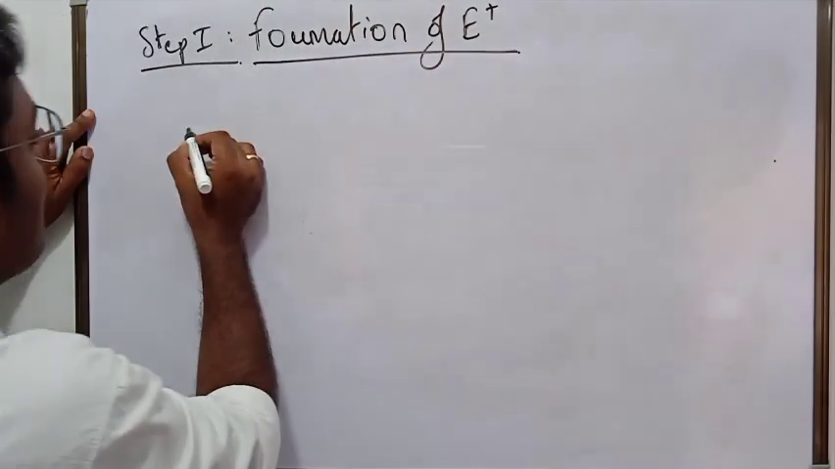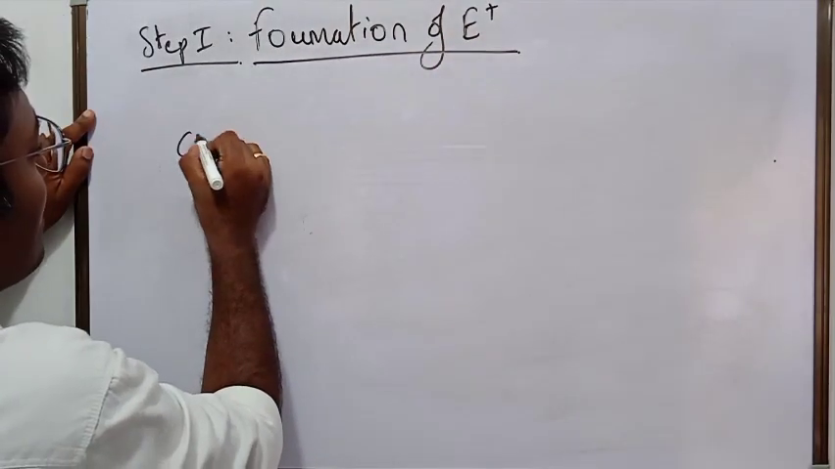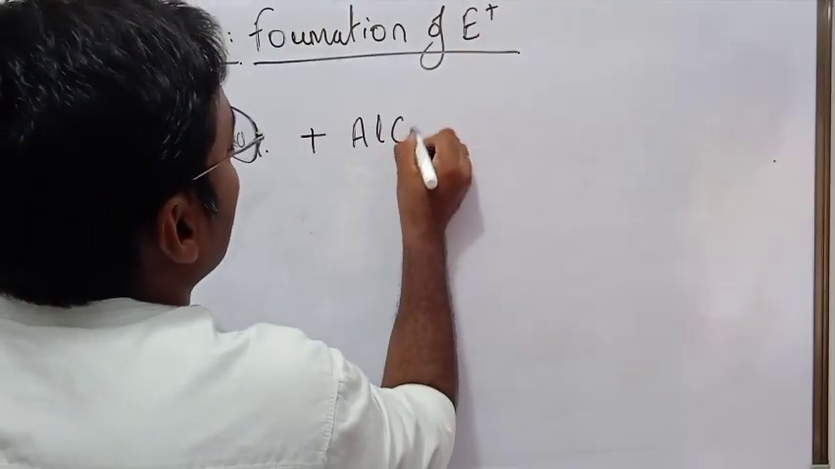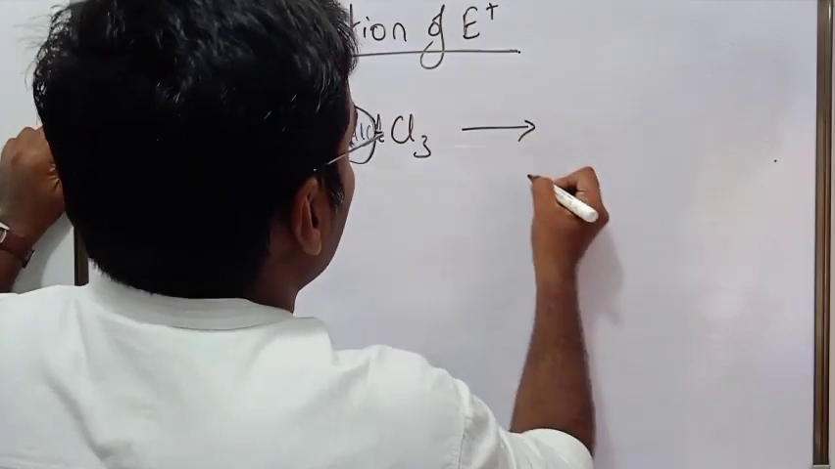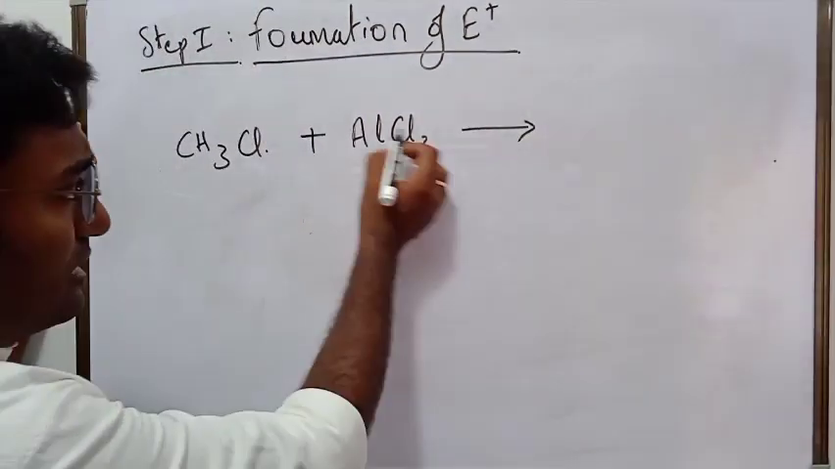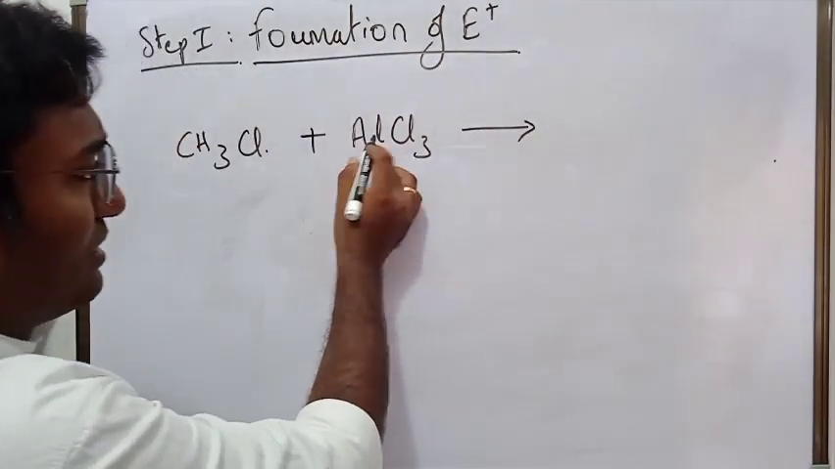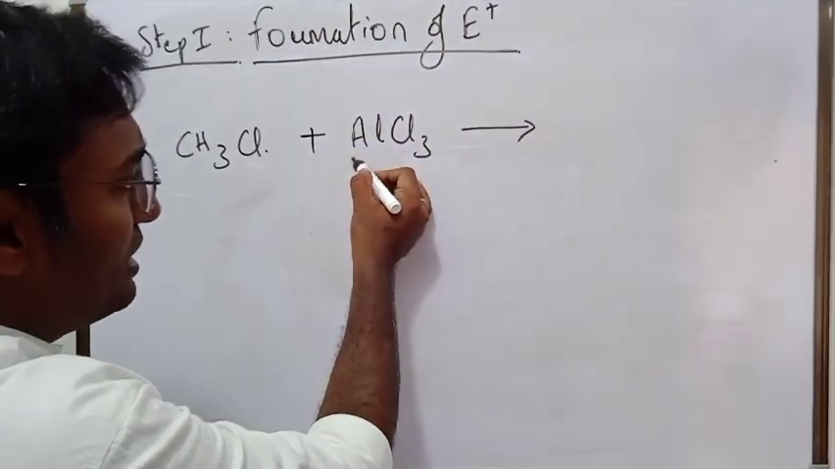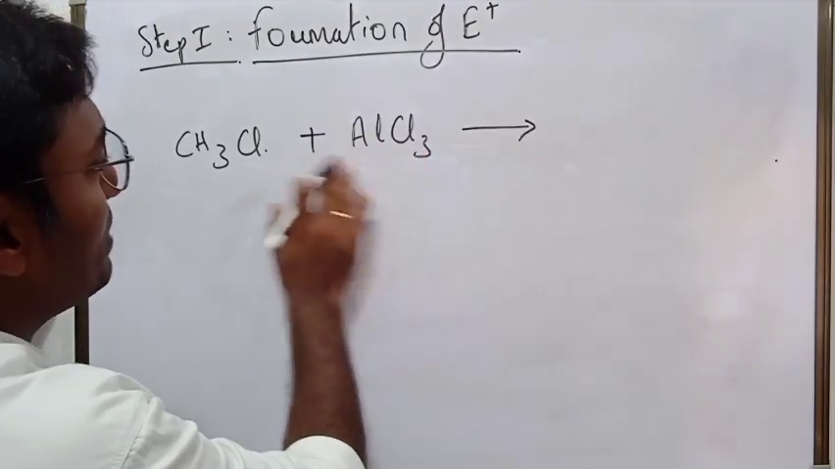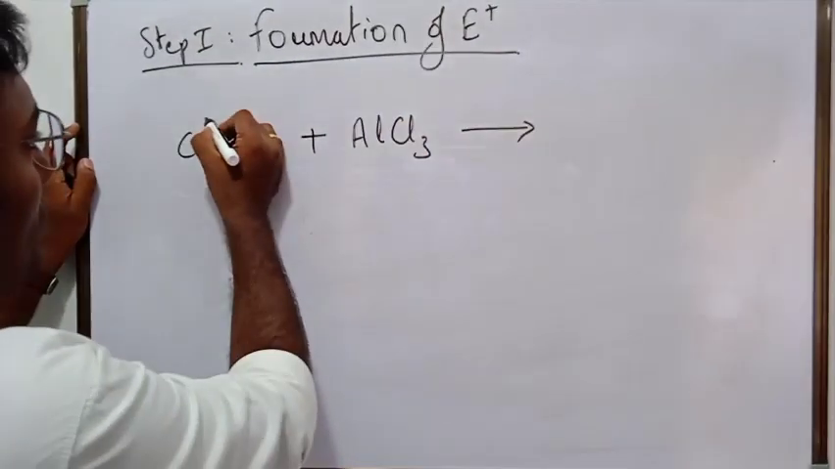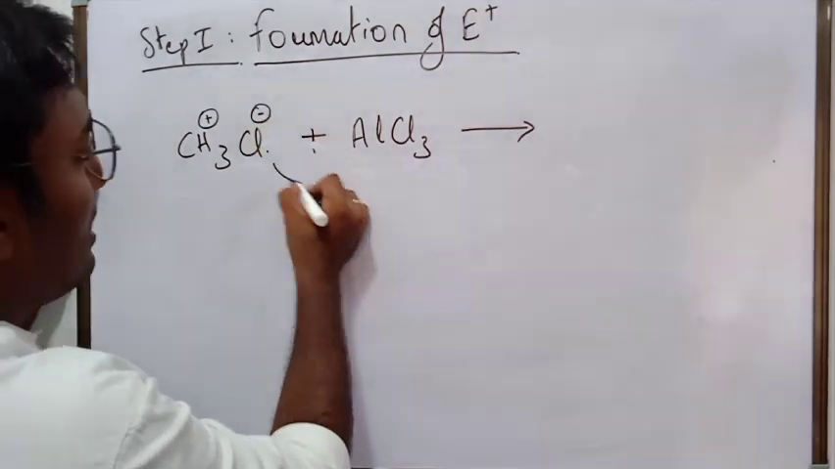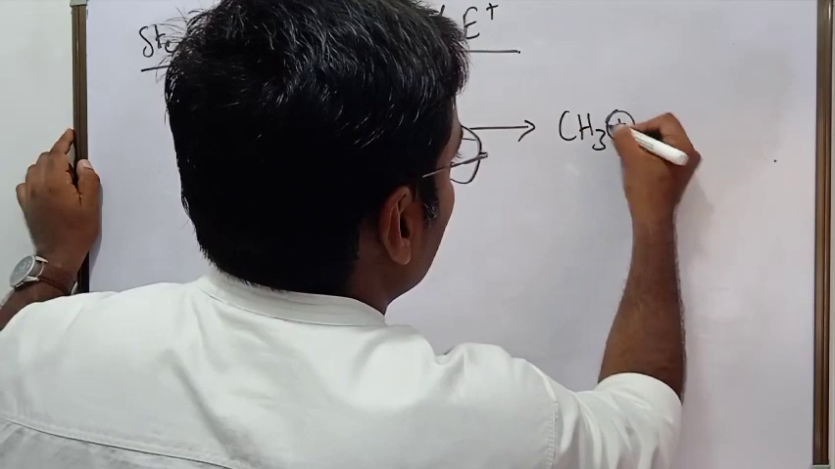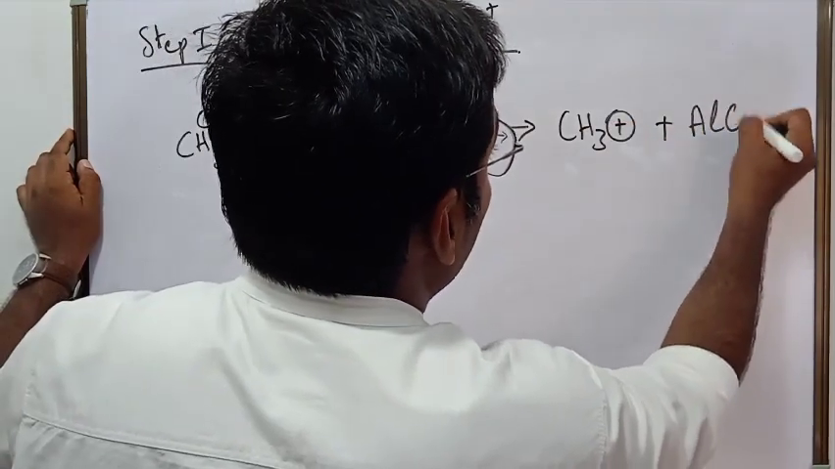Let us see how it is getting generated. It is getting generated from CH3Cl, right? Let it react with Lewis acid catalyst. Now, in Lewis acid catalyst, the Al has a distinguishing character. What is it? It is having an empty d orbital which can accept a pair of electrons. So it can accept Cl minus into it. Okay, so we get CH3 plus and we get AlCl4 minus.